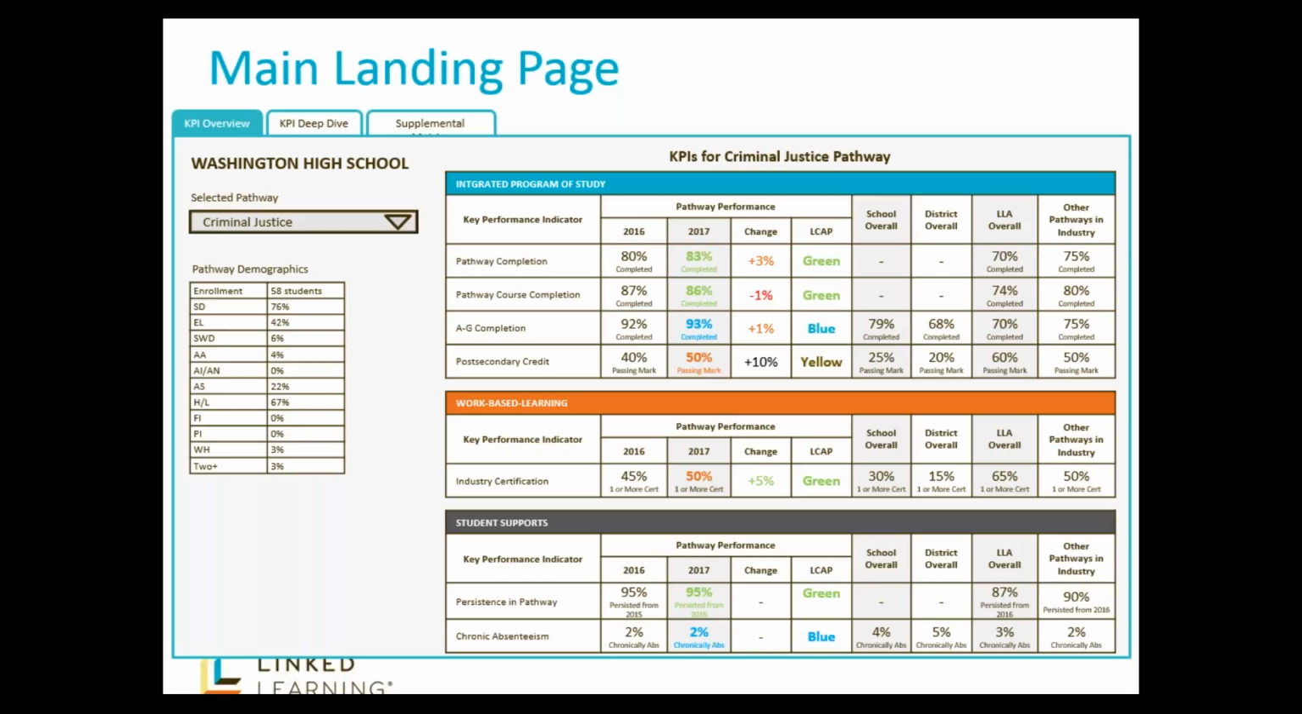What you're seeing right now is a proposed main landing page. When Brian logged you into Linked Learning Analytics before, you saw that homepage summary. What we're introducing is a potential for you to log in directly and see an overview of your key performance indicators, including aligning them with the key categories that are part of certification across an integrated program of study, work-based learning, and student support.